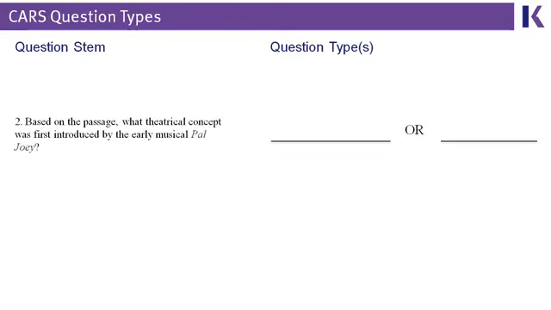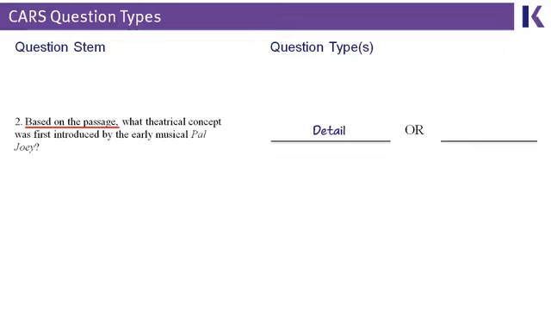Taking a look at the second one, they want to know, based on the passage, so we're staying within the text, and then they're asking about some kind of theatrical concept. Because this is based on the passage, because it's going to need a specific item from the passage, we know that it could be a detail question. It might be something that we could just go back and look up, try to figure out where that is in the passage, read it, and then come back and the answer will be there.